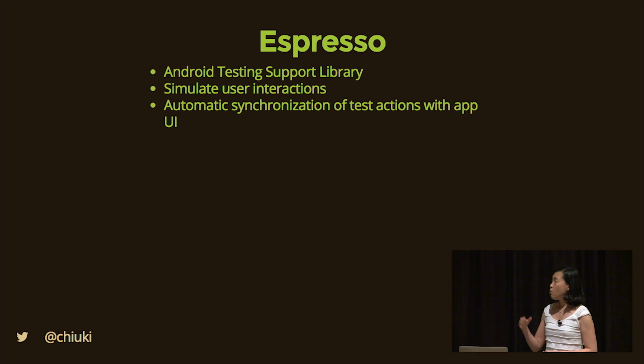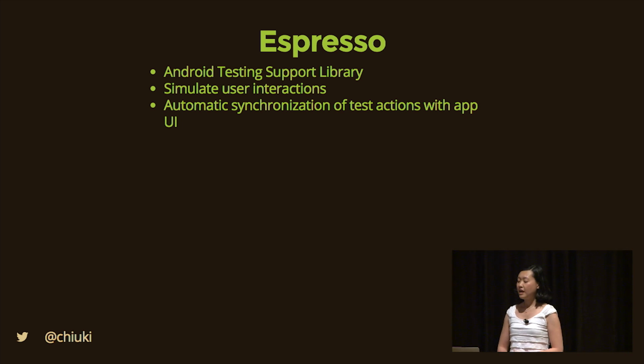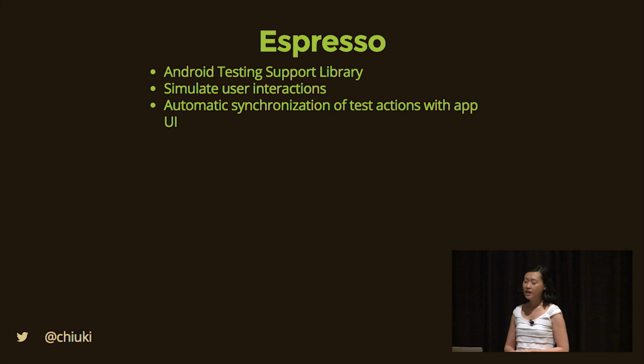And what's nice about Espresso is that, first of all, it's a first-party library. It is written by people at Google. It gets delivered through the Android testing support library. And like I said, it simulates user actions. So the program is actually clicking the button and exercising your app that way. But the most interesting thing about Espresso is that it does automatic synchronization.